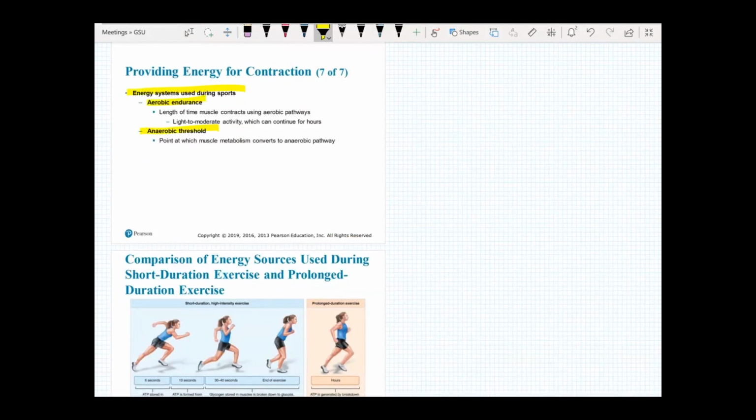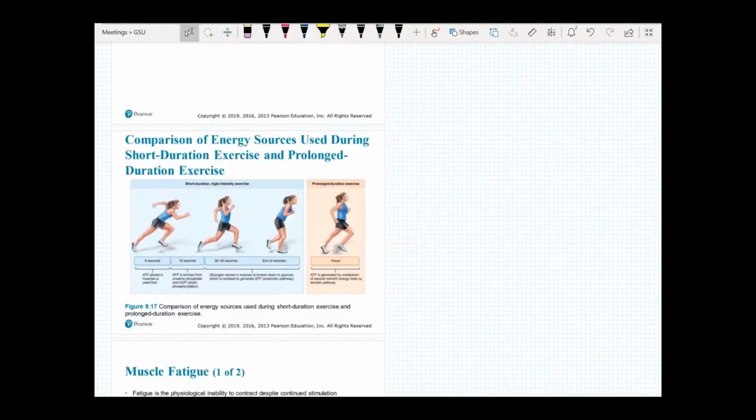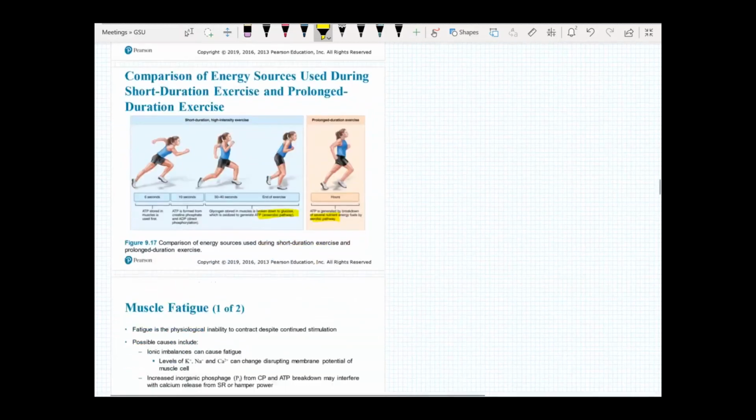However, you can also have an anaerobic threshold where you essentially convert from your normal metabolism to the anaerobic pathway. You won't be able to keep going for a long, sustained duration with this. With anaerobic, you essentially hit the threshold because you will need oxygen. So it all comes back to the oxygen. You can see how the anaerobic pathway you can only do for a short duration of time, whereas the aerobic pathway you can keep going for quite a bit.